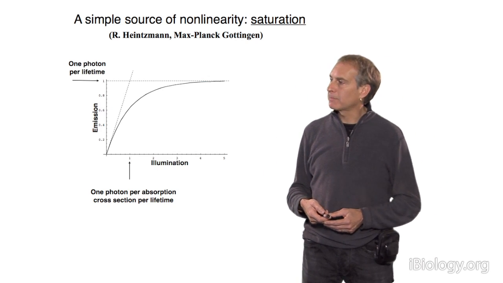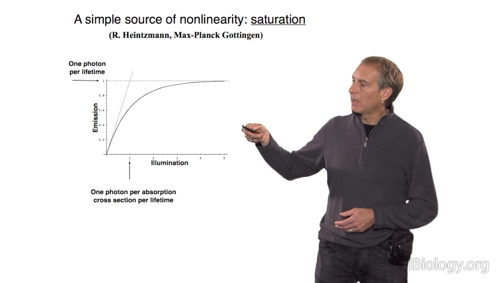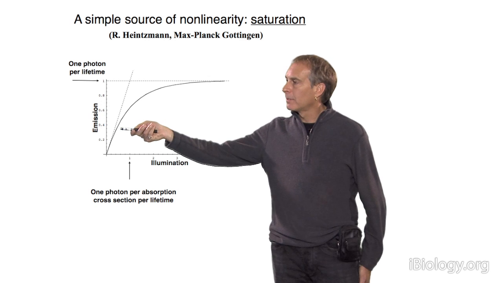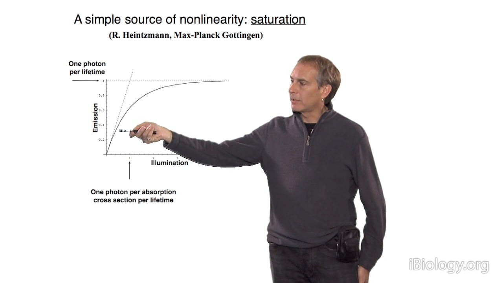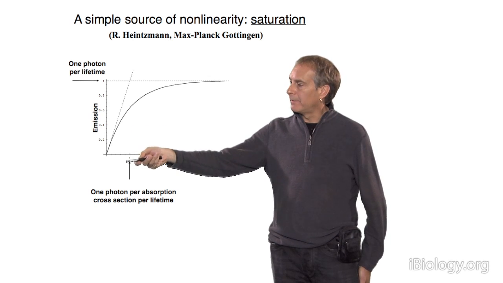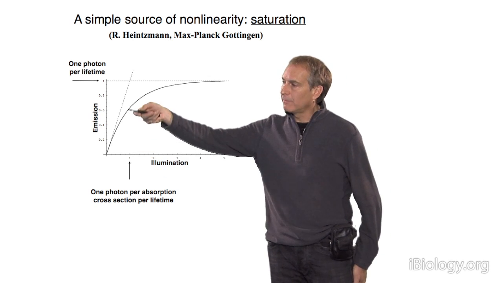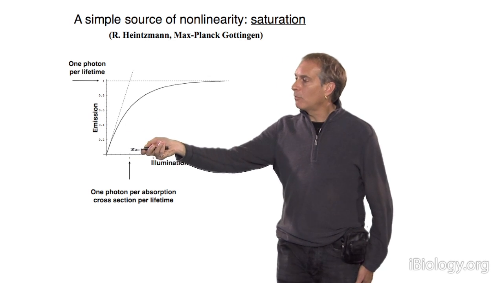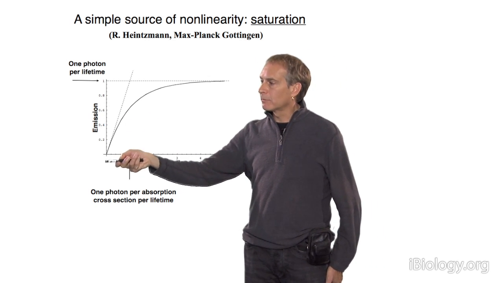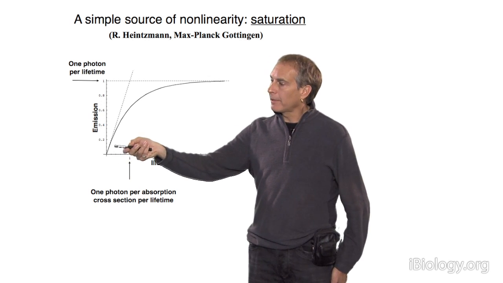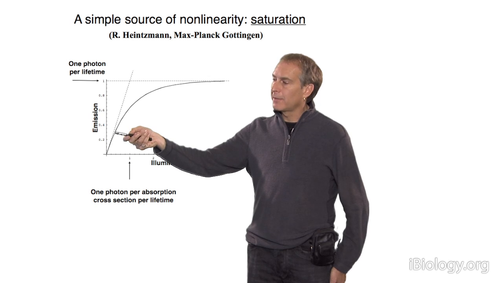And just by way of illustration, here is an example from trying to do this by just cranking up the excitation light until you get a nonlinear response. Here's the illumination, here's the emission from a fluorophore. This could be from any fluorophore, it doesn't matter. At low illumination levels, you get a very linear response. So you double the input light, you get double the output light. But as you go up higher and higher in illumination density, that stops happening.